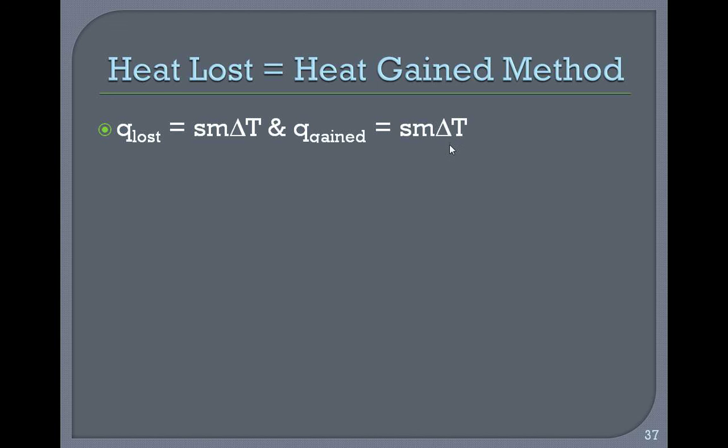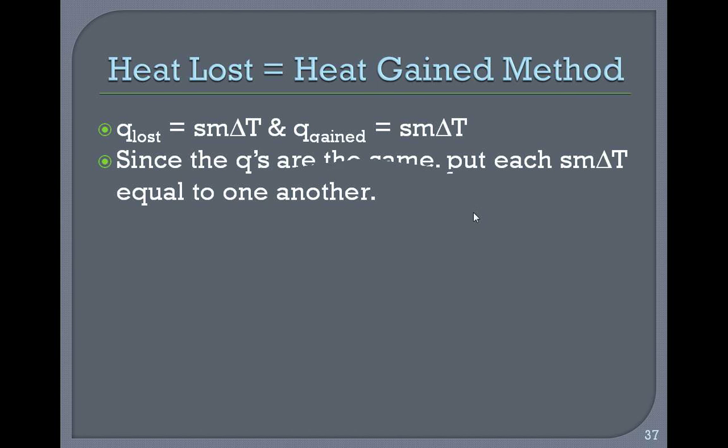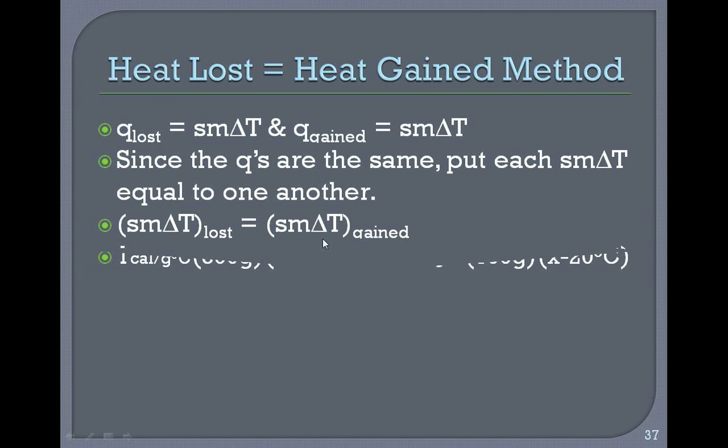So if the heat lost, which is SmΔT, and the heat gained is SmΔT, using the transitive property in math, you can put the two SmΔTs equal to each other. So you could have the SmΔT of the one that loses heat equals the SmΔT of the one that gains heat. The one that loses heat is usually the one whose temperature gets smaller or goes down, and the SmΔT of the one that gains is the one where the temperature tends to go up.